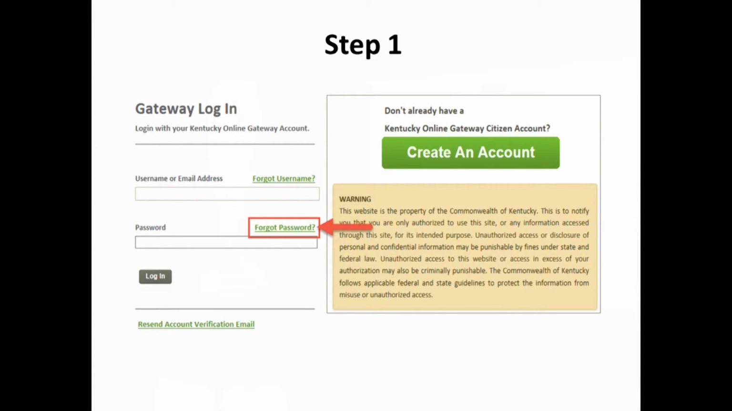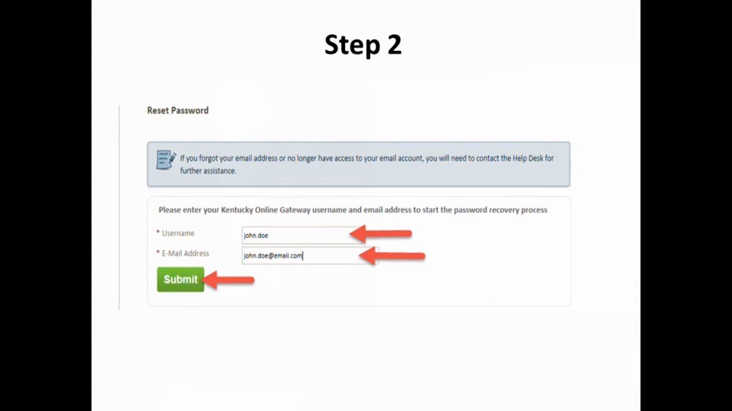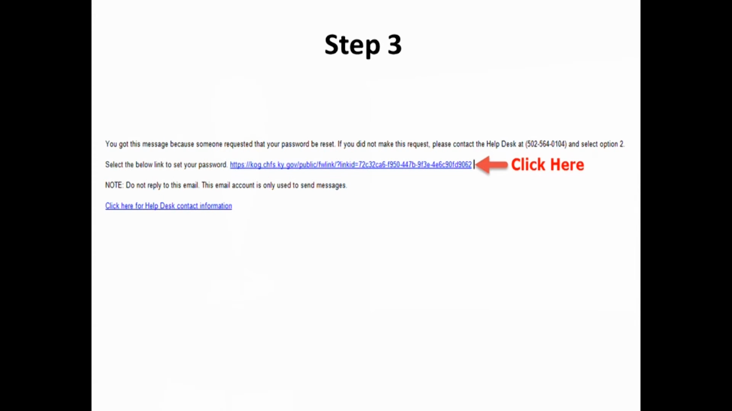Simply navigate to the KOG login page and click on the Forgot Password link. Enter your username and the email address tied to the account into the provided fields and click the Submit button. If the username and email address that you entered are a valid combination, then a success message will be displayed and a system-generated email from cog.do-not-reply@ky.gov will be sent to your email inbox with instructions on resetting your password. Clicking the link in the email will take you to the security question verification page in KOG.